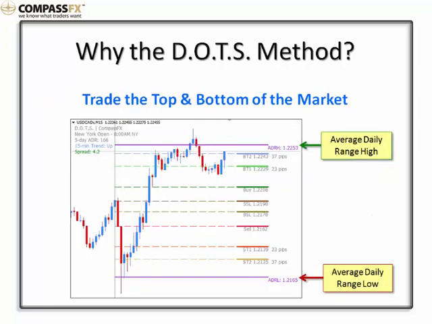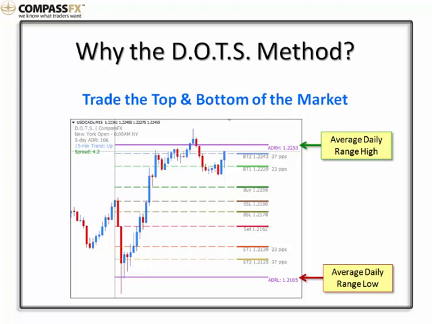Another thing within the DOTS method is the average daily range high and average daily range low. Now, why would we have that in there? It's because it gives you the opportunity to literally trade the tops and bottoms of the market. The market has a tendency to move within a cycle, and professional traders around the globe understand that typically price will stay within its average trading range, whether that is on a daily model or on a weekly model or even on a monthly model.